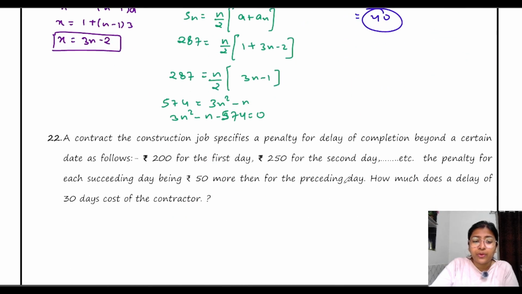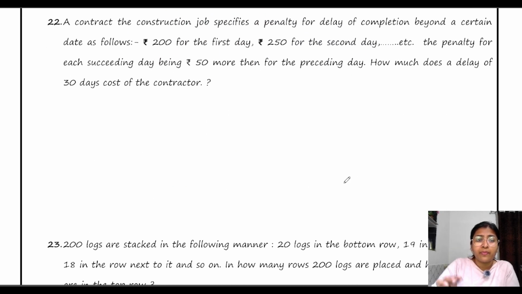Okay, now move to the next question. A contractor... no, a contract. The construction job specifies a penalty for delay of completion beyond a certain date. It means there is a contract in which you get a penalty for delay in work after a certain number of days. The first day penalty is 200, the second day penalty is 250, and the third day penalty will be 500. Each succeeding day, the penalty is increasing by 50 more than the preceding day.